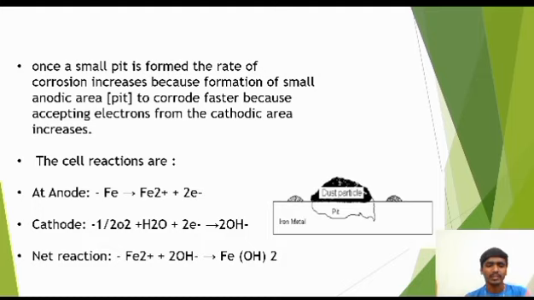The cell reactions are: at anode, Fe gives Fe2+ plus 2 electrons. At cathode, O2 plus H2O plus 2 electrons gives 2OH-. The total net reaction is Fe2+ plus 2OH- gives rise to Fe(OH)2.